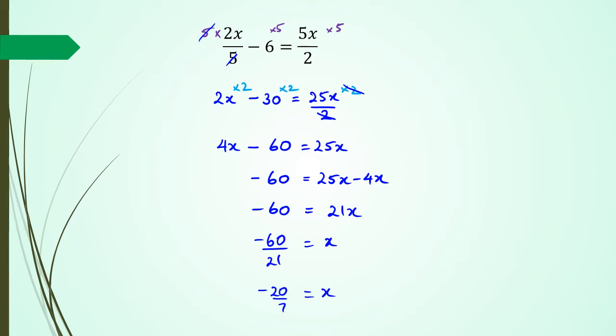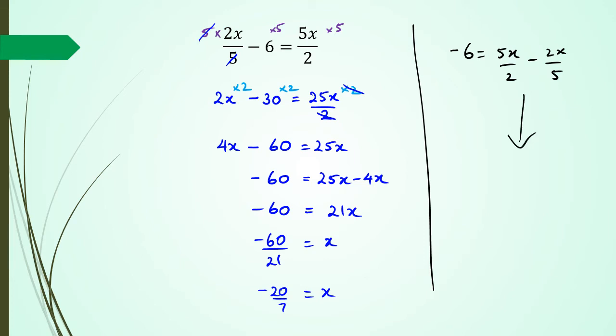If you were doing the old-fashioned method, you would have had to rearrange. You would have had to write something like minus 6 equals 5x over 2 minus 2x over 5, and then go about that way, finding the lowest common multiple and so on. But like I said, I'm going to stick with this method here. Okay, next question.